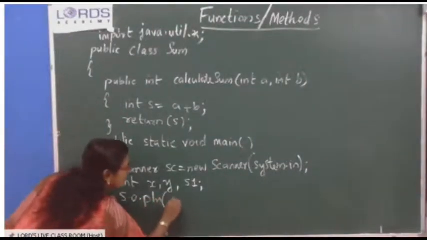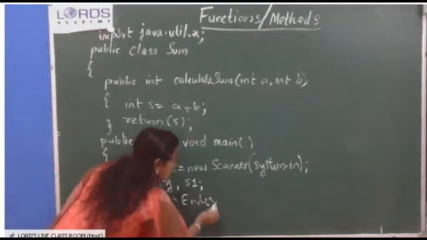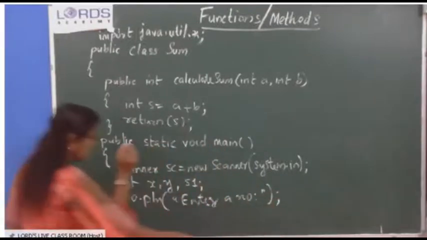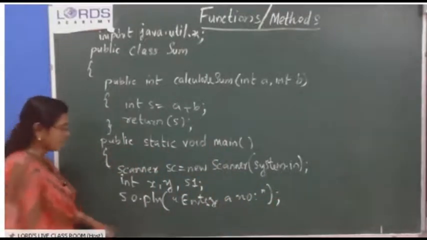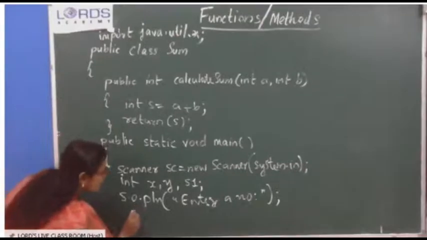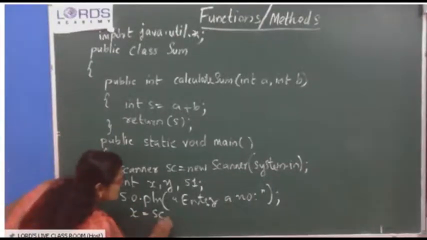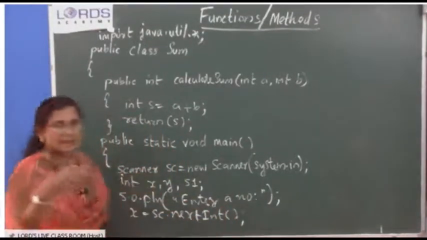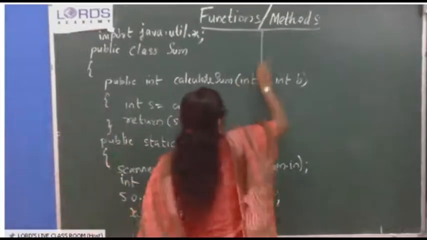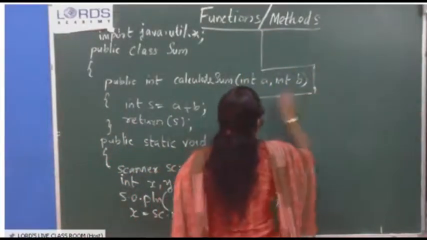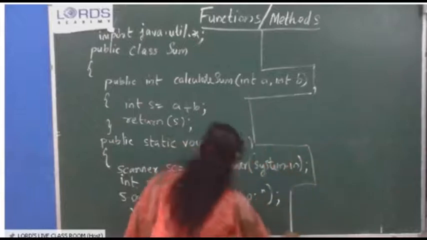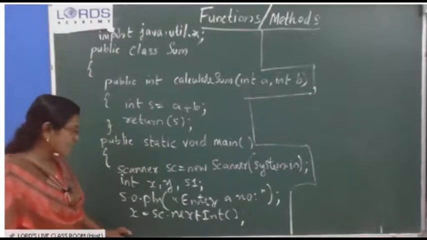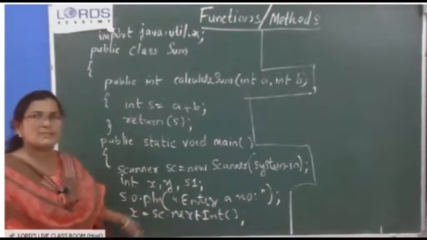System.out.println, enter a number. A message will be displayed on the screen. To accept the number, say x equal to sc.nextInt. The nextInt method is used to accept the number. So the first number is accepted, and the second number will be accepted and stored in y.